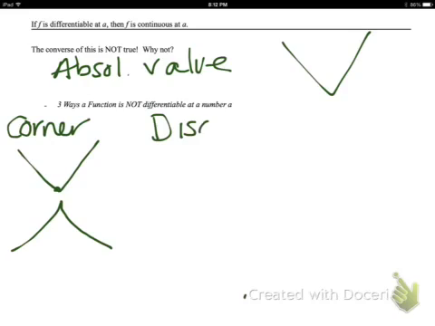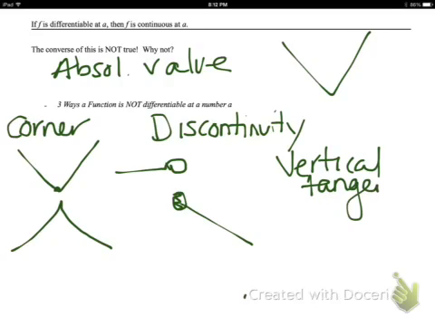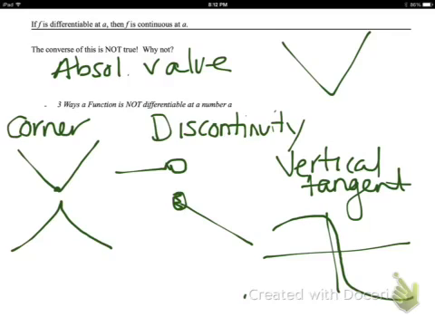I could have a discontinuity. So if it broke or jumped, then it would not be differentiable at that value. And then the last one, I could have a vertical tangent. So the graph just drops very quickly. I would not be differentiable at that x value because the tangent line, if I tried to draw it, would be vertical. Those are the ways that something is not going to be differentiable at a specific number.